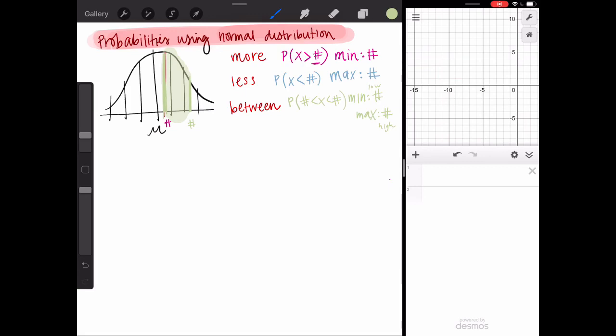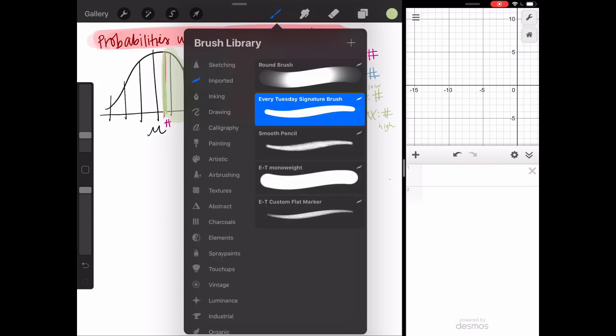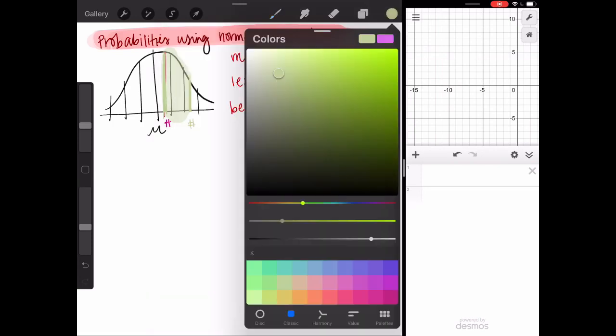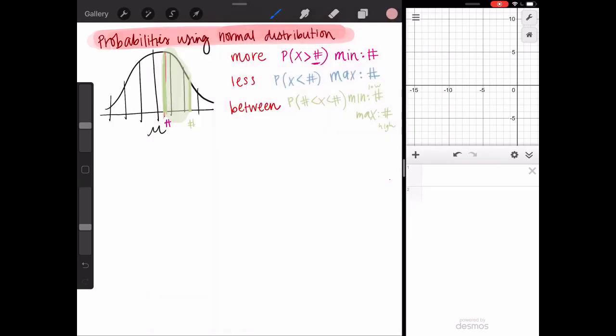Okay? These here are just notations that might pop up in your practices. So this is just a notation indicating that it's a less than, a more than, or a between problem. It's just a notation. It might look a little scary, but it's actually just a way to symbolically represent what the question is asking.